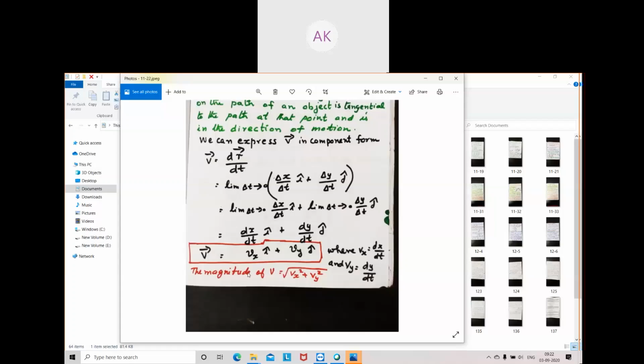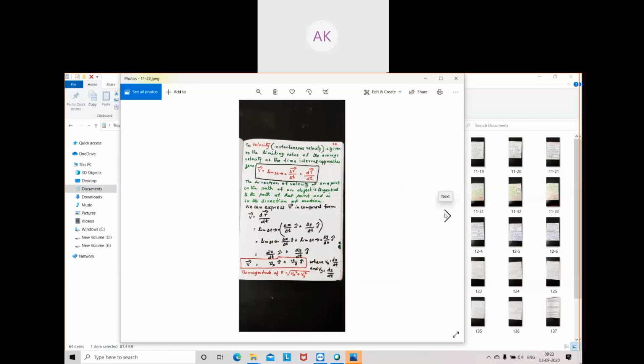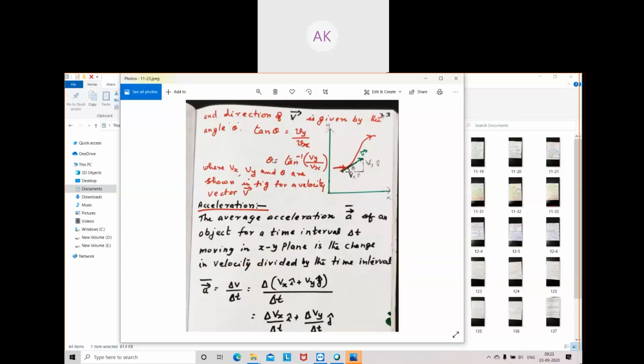And how will you find the magnitude of velocity? Root of Vx square plus Vy square. Very important. While splitting a vector A into two components, we have written in component form root of Ax square plus Ay square, like that. Magnitude of vector v, that means v, is equal to root of Vx square plus Vy square. And direction is given by tan theta equal to Vy by Vx, or theta equal to tan inverse Vy by Vx.